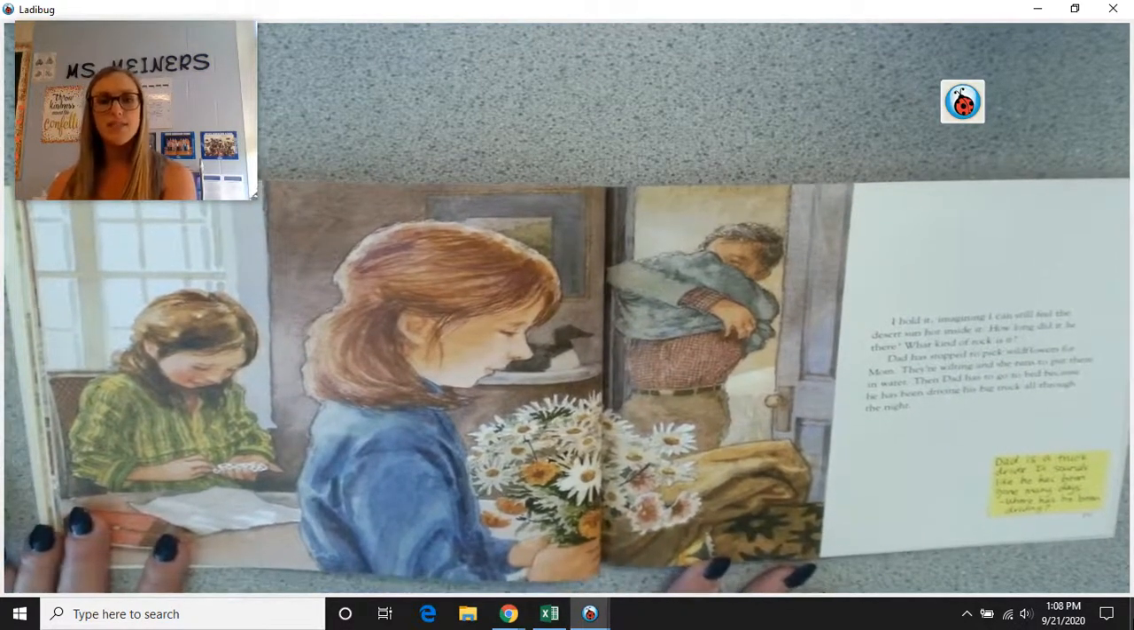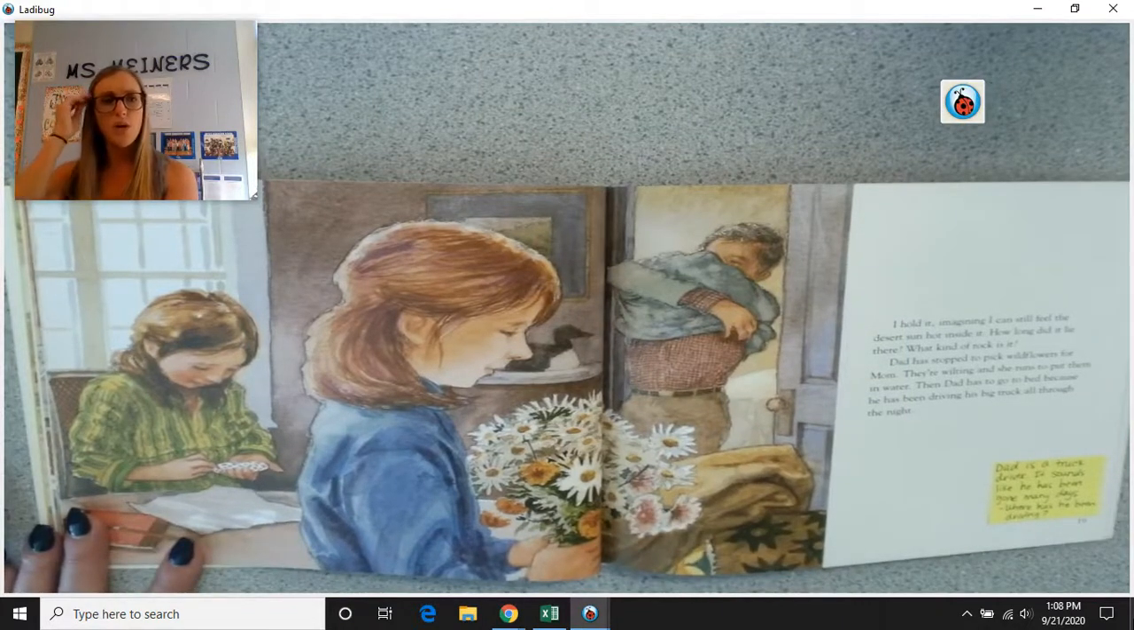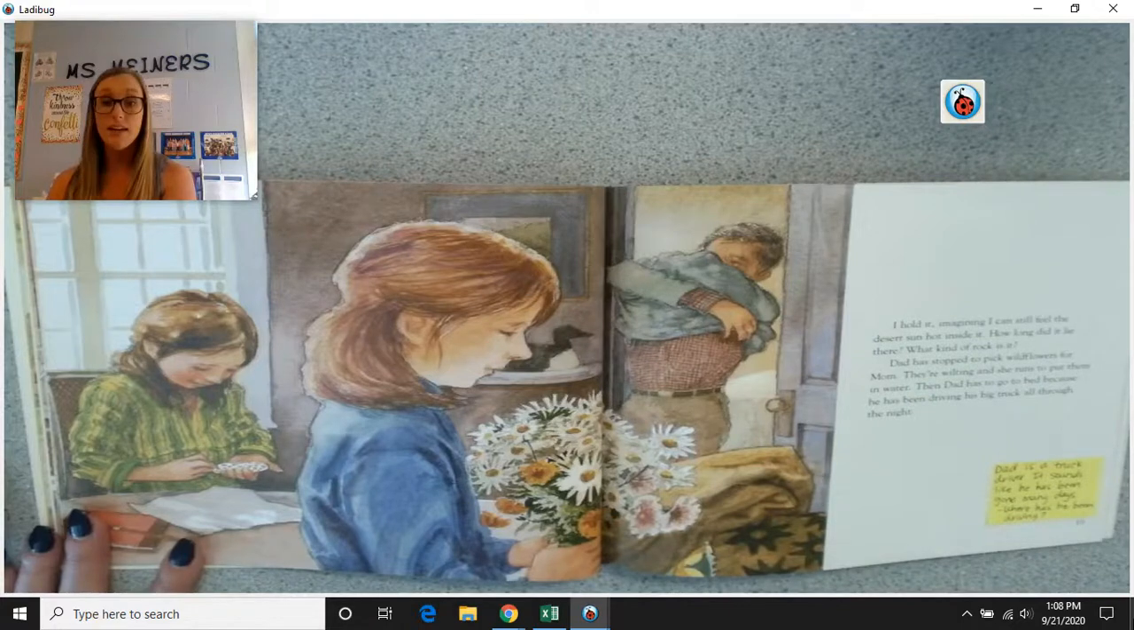So let's pause for a second and think about Dad's job. What do we think Dad's job is? So if you see, our question here says, Dad is a truck driver. It sounds like he's been gone for many days. Where do you think he has been? Now let's think. He's a truck driver. So where do you think he's been?